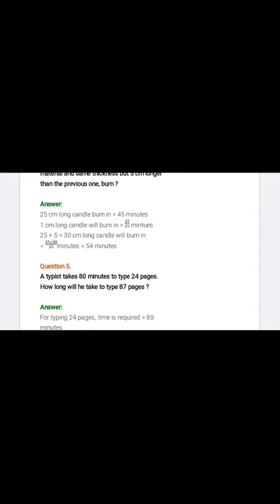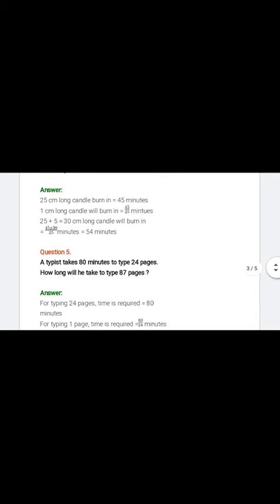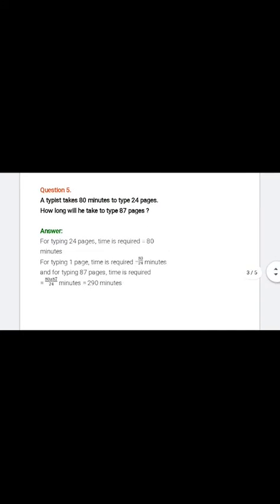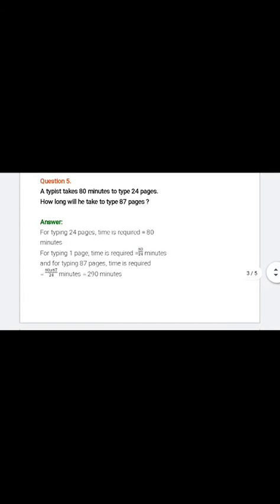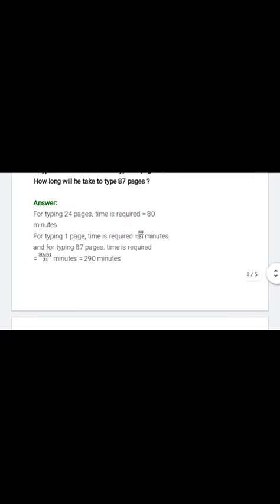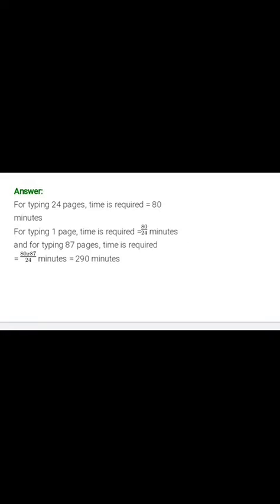Now question number 5. A typist takes 80 minutes to type 24 pages. How long will he take to type 87 pages? Now we will see the answer. For typing 24 pages, the time required is 80 minutes. So for typing 1 page, the time required is 80 upon 24 minutes.